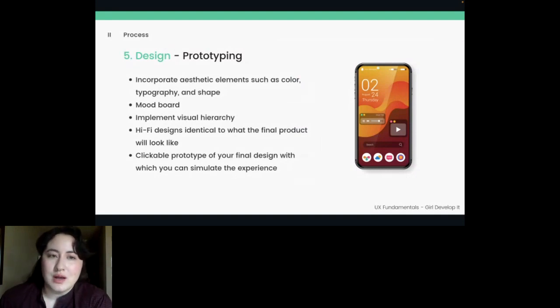Okay, so the next step is actual designing. So this is when you're going to incorporate aesthetic elements such as color, typography, and shape. You might consider making a mood board, choosing a color scheme. The visual mockup should be an identical replica of what your final product would look like live on the website. So you're filling out all of those elements that we hadn't gotten to before in the previous steps.